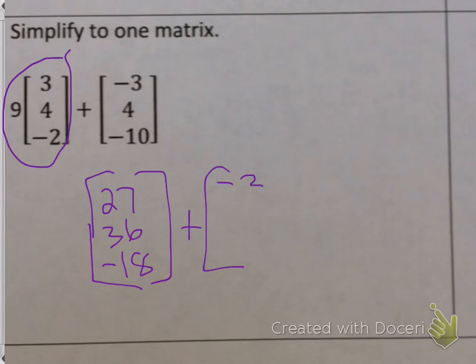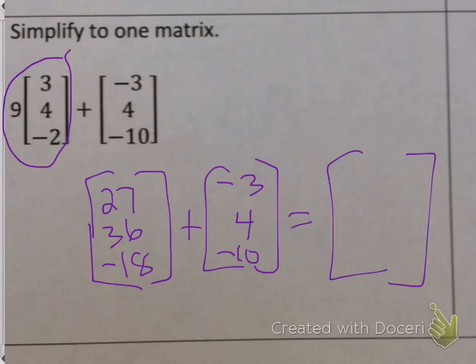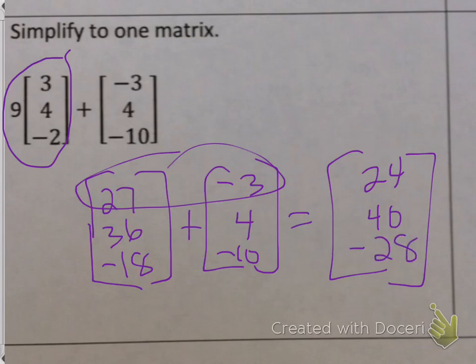Then I can add that with the other matrix that's left. And I'm still going to get a 3 by 1 matrix. I'm going to have 27 plus a negative 3, which is 24. 36 plus 4, which is 40. And negative 18 plus a negative 10, which is a negative 28.